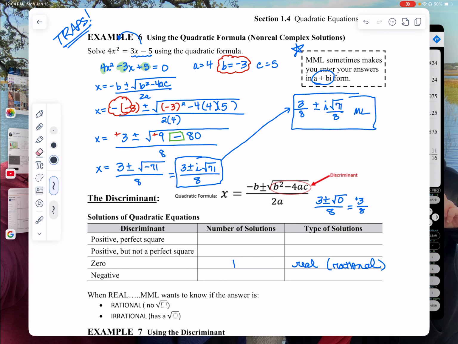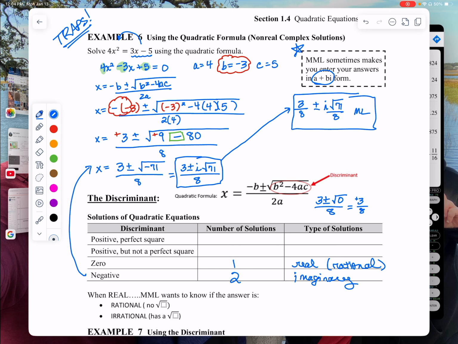What if the number underneath is negative? Well, we did one that was negative. There's our negative one. We've got the square root of negative 71. Notice we still had 2 answers, but we had an i in them, so they're imaginary. So if you have a negative underneath, it's an imaginary answer.